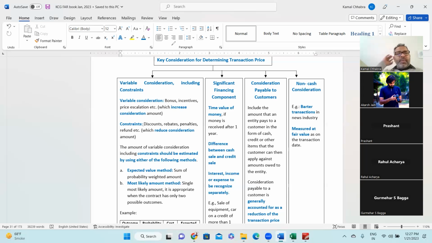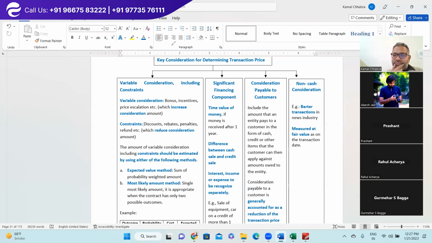So here, what you need to do is identify the time value of money, right? What is time value of money? Any idea? What is time value of money? So basically the interest.